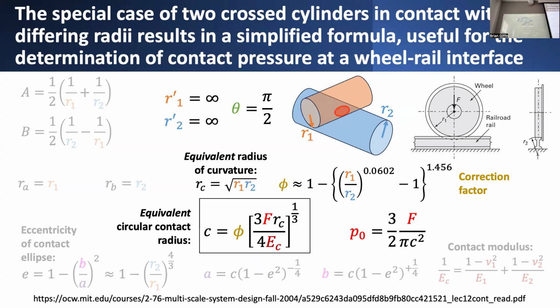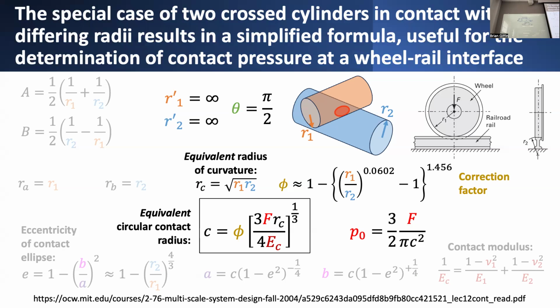And you can get this solution just by plugging in that one of these two principal radii of curvature of these two objects has to zoom off to infinity. That's how you specialize it to the case of cylinders. You would set R1 prime equals infinity, and same thing, R2 prime equals infinity. And that's how you would get a situation that looks like this.